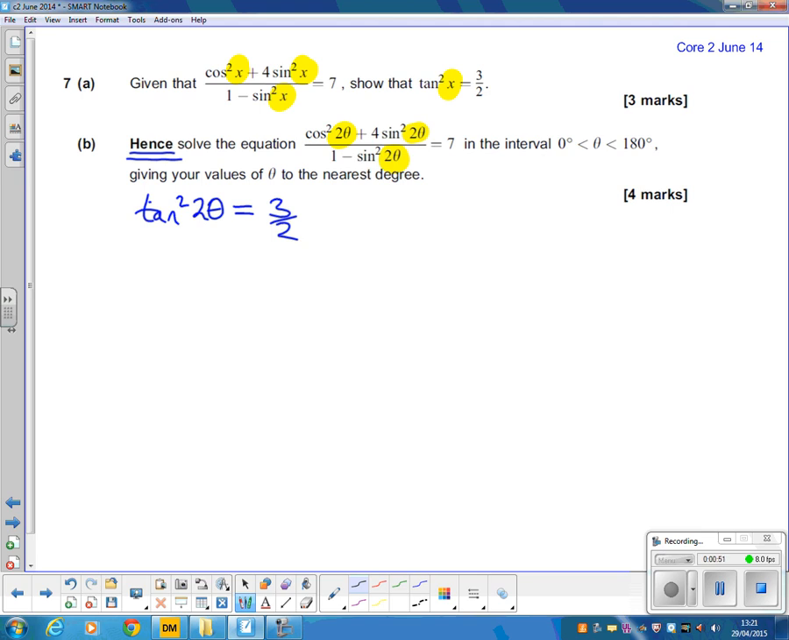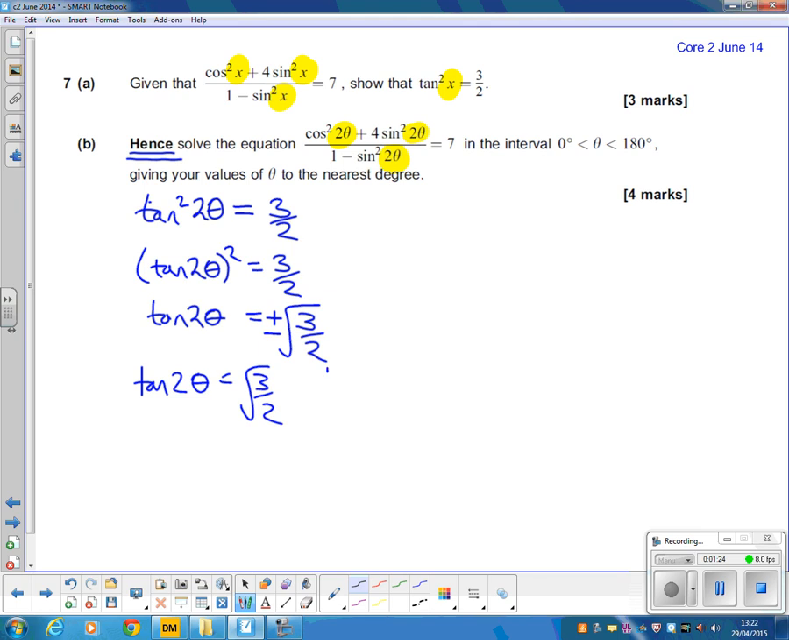Now in order to do that, you don't need to write this step, but you need to remember that tan squared 2 theta means tan 2 theta all squared. Now that means in terms of order of operations, the first thing I do is square root both sides of my equation. And I have to remember that when I square root, it could be positive or negative square root 3 over 2. That means I've got two equations to solve. I've got tan 2 theta equals positive square root of 3 over 2, and tan 2 theta equals the negative square root of 3 over 2.